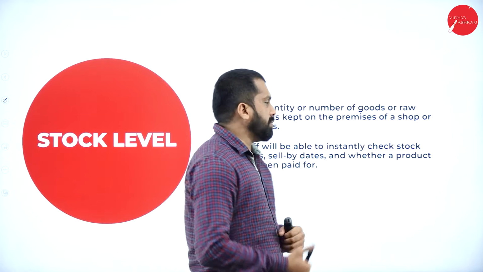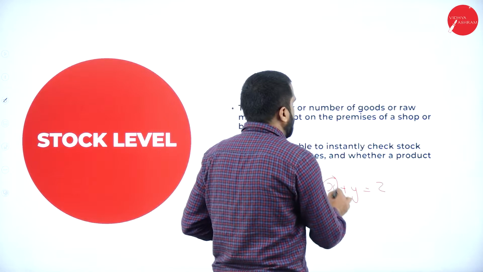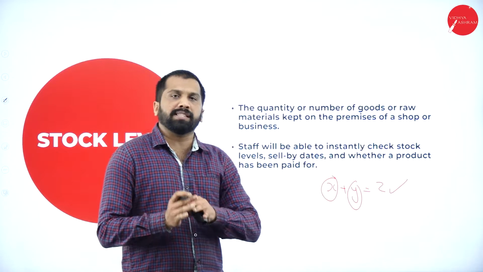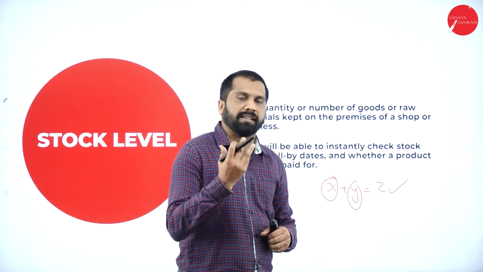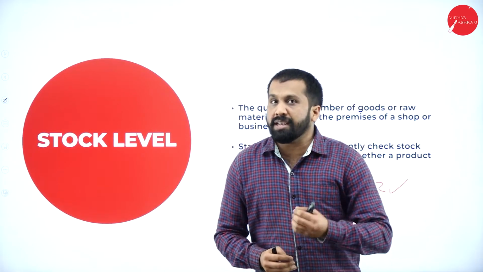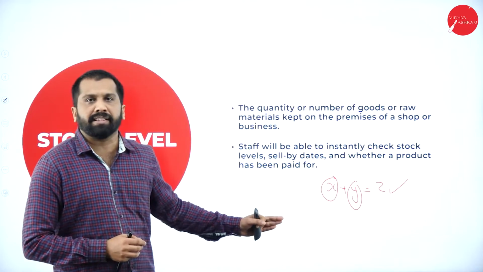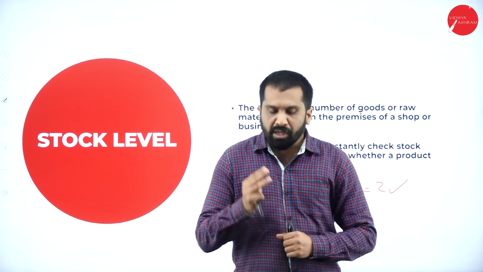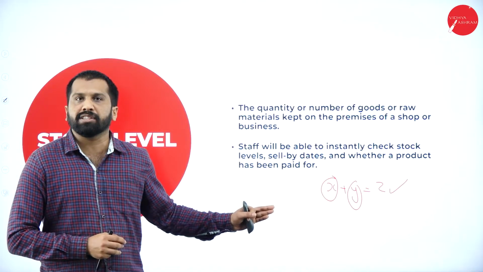Your formula will be like this: x plus y is equal to z. This is a formula and your solution. Now, how many stock levels are there? There are 5 stock levels: minimum stock level, maximum stock level, average stock level, reorder level, and danger level. All are stock levels for your calculation. For all 5 stock levels, you are supposed to learn the formula. If you know the formula, then you can do any number of problems for your examination.